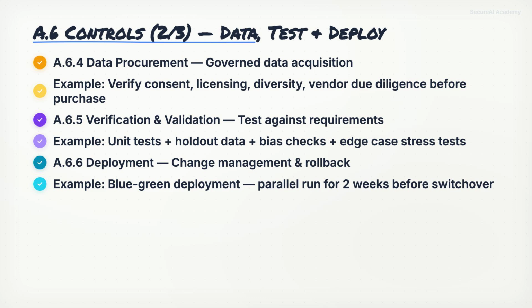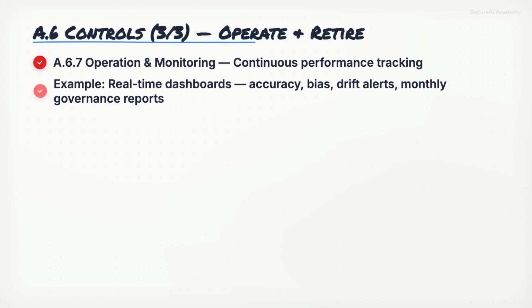Control 6. Deployment. Deploy with proper change management. Example, using blue-green deployment, the new model runs alongside the old one for 2 weeks. Both score every application, but only the old model's decisions are used. If results are consistent and fair, traffic shifts gradually. Rollback procedures.